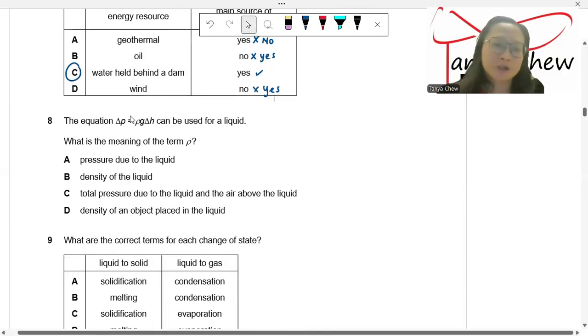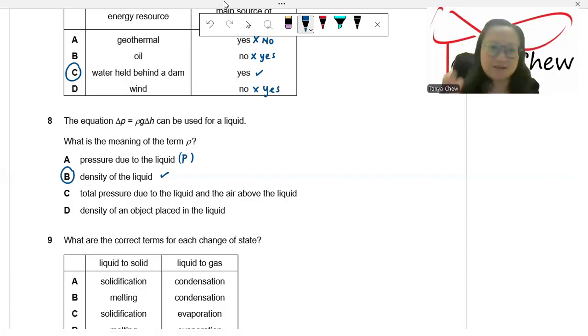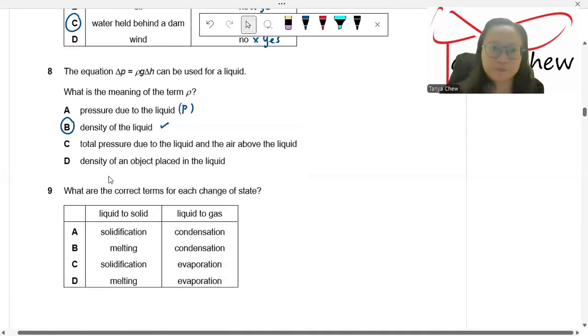Question number 8, the equation delta P is equal to rho g delta h can be used for a liquid. What is the meaning of the term rho? Rho is not the pressure due to the liquid. In fact, P is the pressure due to the liquid. Rho is the density of the liquid. Yes, B is the answer. C, the total pressure due to the liquid and the air above the liquid, you have to add atmospheric pressure, so it is not represented by the symbol rho. Density of the object placed in the liquid, that is also not true. In rho g h, the rho represents the density of the liquid.